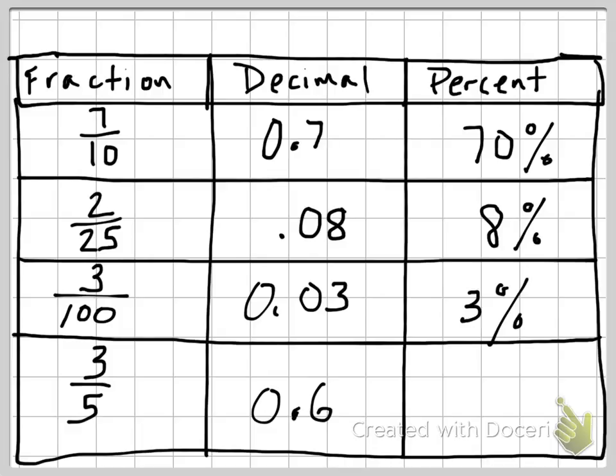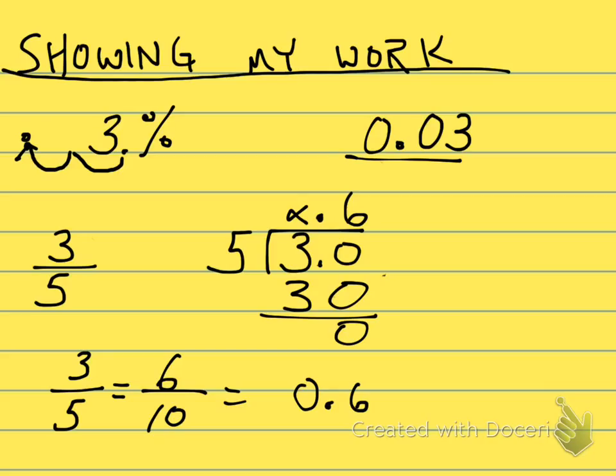Alright, so now just converting to a percent, we have our 0.6 right here. We know that if we move that decimal point 2 places, we will have a percent. So this would be 60%.